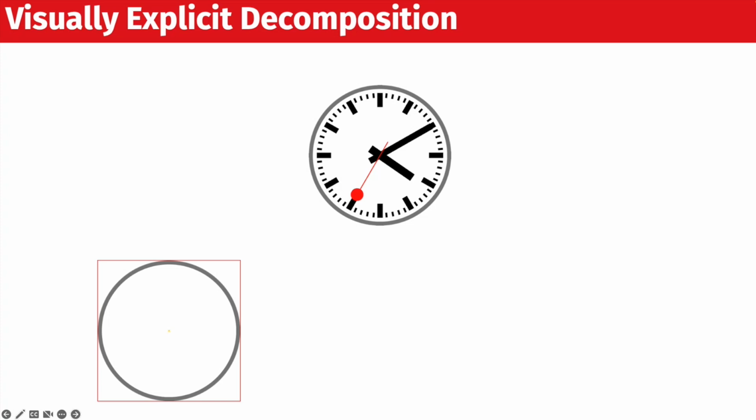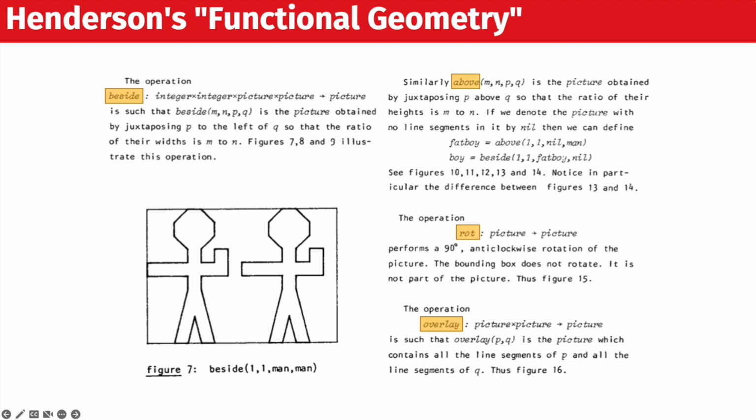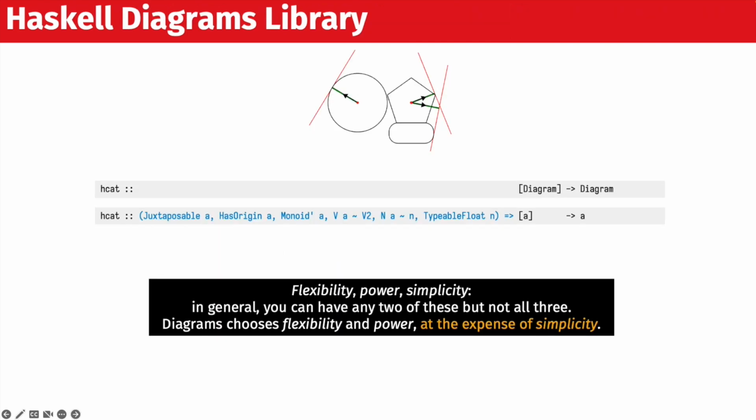We have some external crown, then we have the ticks for the minutes, we have the ticks for the hours, we have two hands, one for the hours and one for the minutes, and then we have the special one for the seconds. And this idea of building graphics compositionally is very old, actually. It dates back to this functional geometry paper by Henderson, in 1982, and has been taken to the extreme in a Haskell library, which is particularly amazing and flexible.